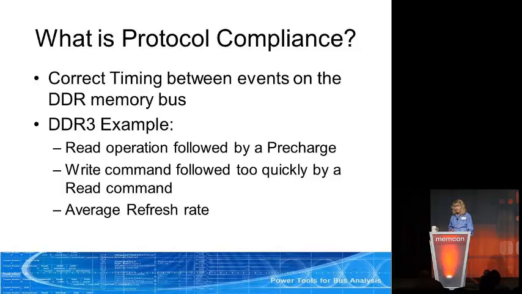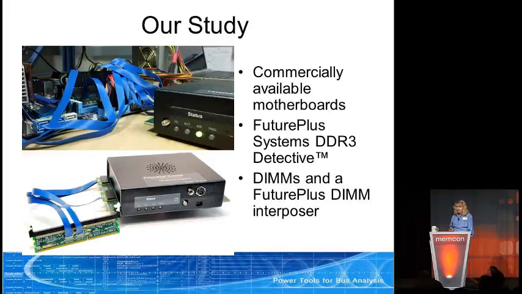So a little bit about our study. We used commercially available motherboards, right out of the Best Buy, or in some cases customers would send us their newer motherboards, CRB platforms that they would want us to take a look at. We used our DDR3 detective, and in this case we use a DIMM. So you can see there, down here is our interposer. Now Jenny talked a little bit about these interposers. The connection here is just the address, command, and control to the DDR3 detective. So we don't connect to the data in this case.